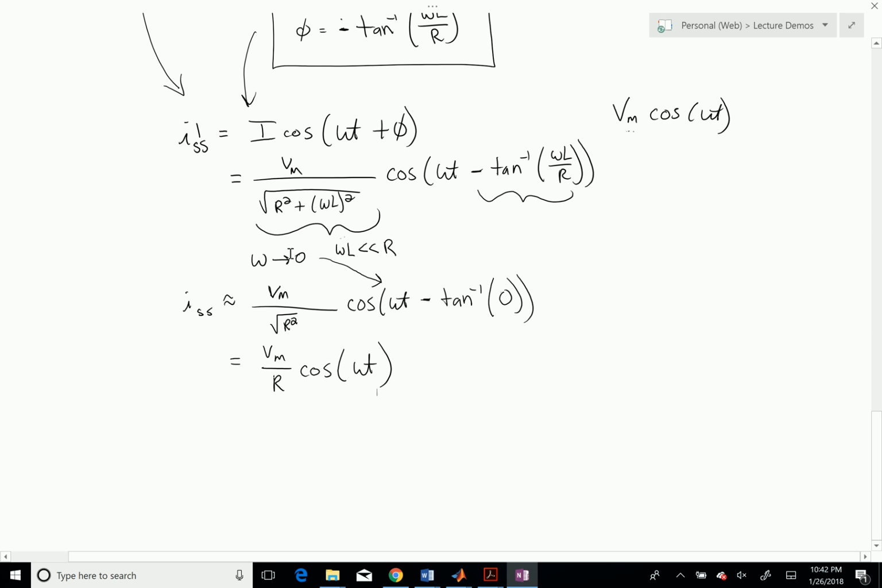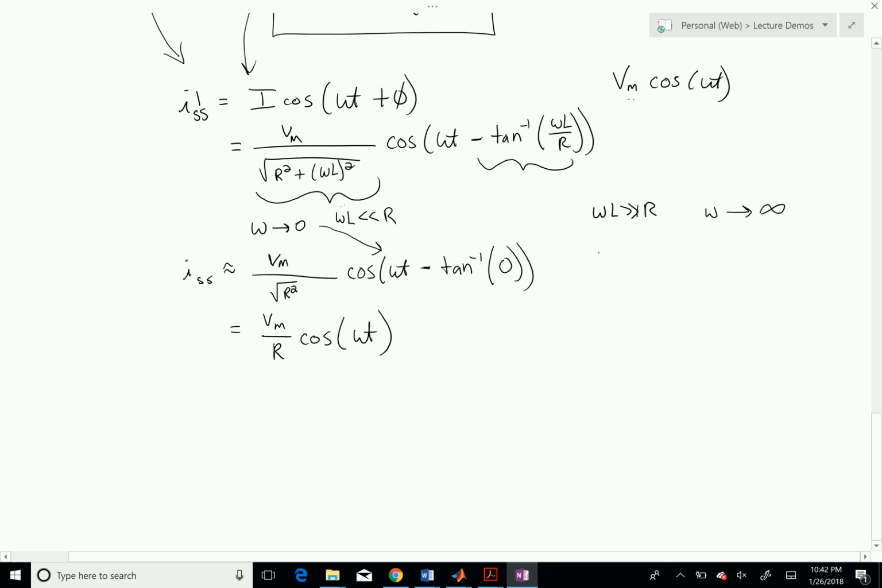What we're saying is if the omega L piece is much, much less than R, which could be because the frequency is close to 0, essentially the omega L term in the denominator goes away, and it's as if the circuit was just a resistor. It's as if the inductor didn't really mean anything. Now, the other alternative would be omega L much, much greater than R, which says that the inductor is really important, or maybe that omega is getting to be infinity.